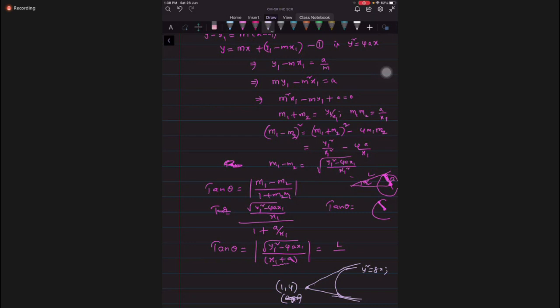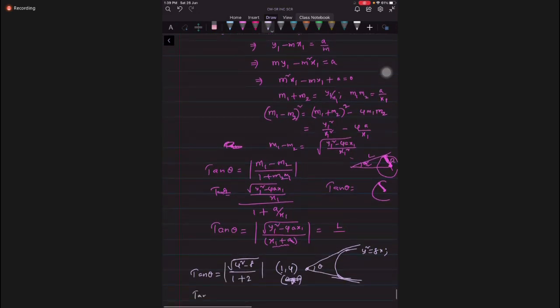Now, what is the angle between the tangents? If the question is that, then directly you can give the answer. Tan theta equal to root of, tell me, 4 square minus 4, correct or not, students? Divided by x1 plus a. x1 is 1, 1 plus a, plus 2. Understand, students, all of you? So tan theta equal to root of 16 minus 8, by 3, which is 2 root 2 by 3.